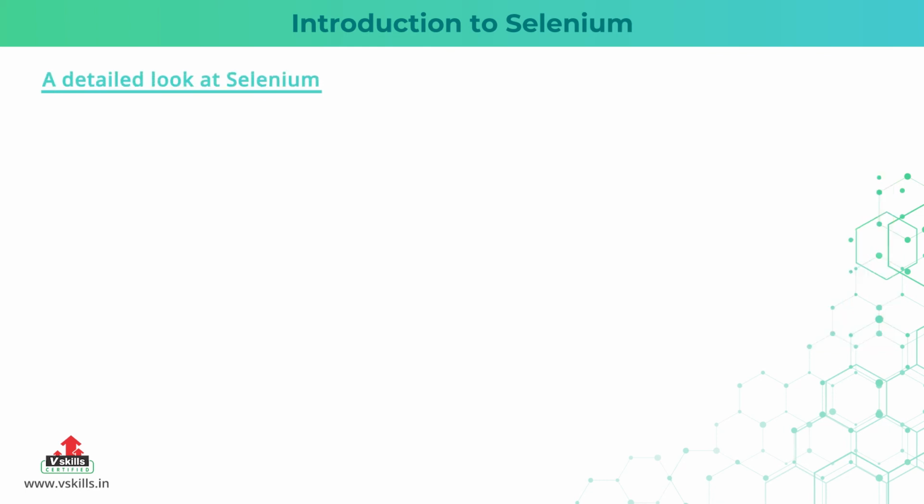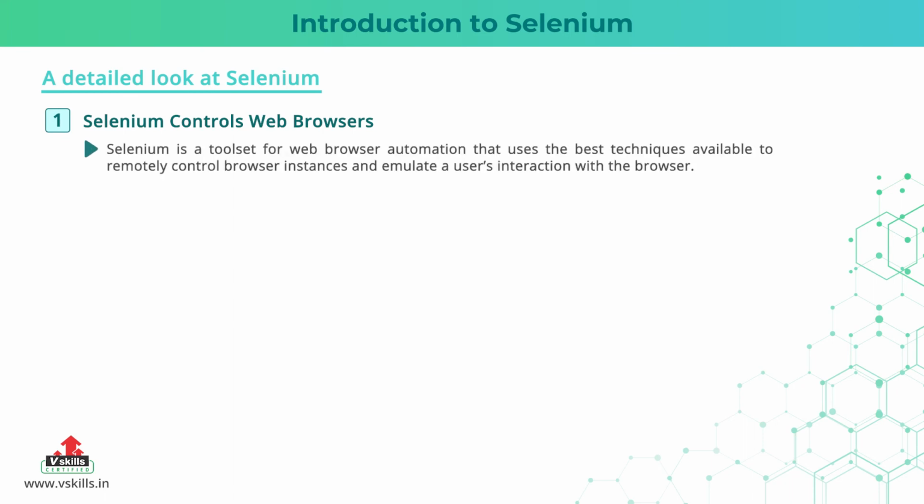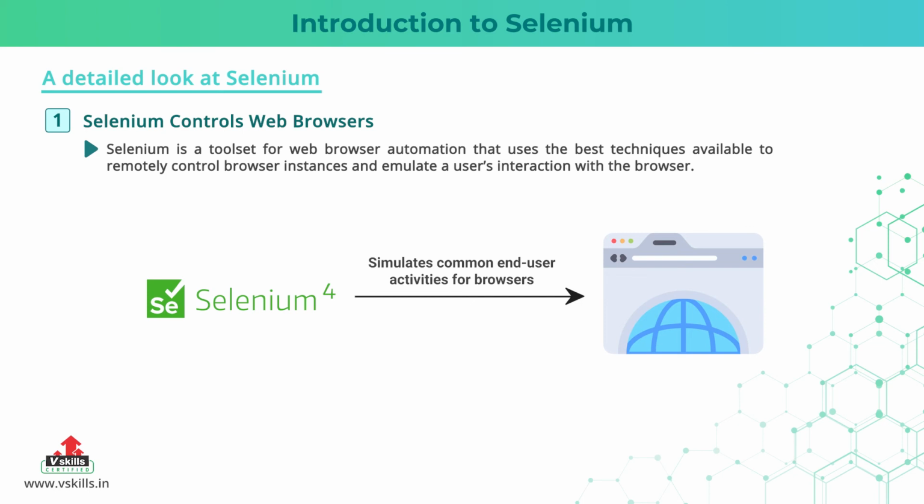Now have a detailed look at Selenium. Selenium controls web browsers. Selenium, at its core, is a toolset for web browser automation that uses the best techniques available to remotely control browser instances and emulate a user's interaction with the browser. It simulates common activities performed by end users, like entering text into fields, selecting drop-down values, checking boxes, and clicking links. It also provides other controls such as mouse movement, arbitrary JavaScript execution, and much more.